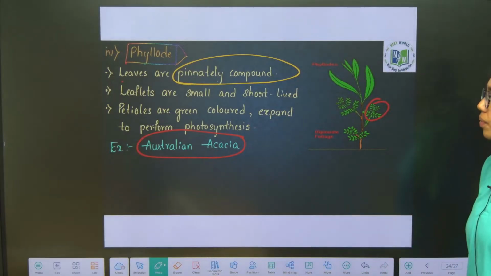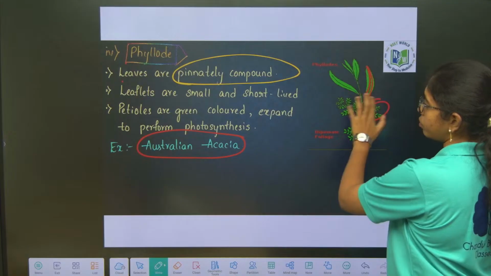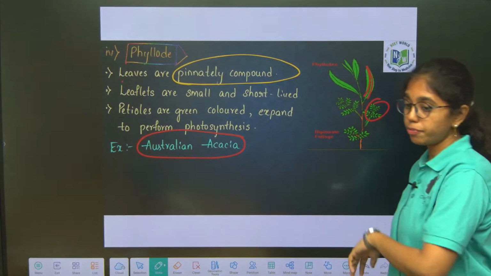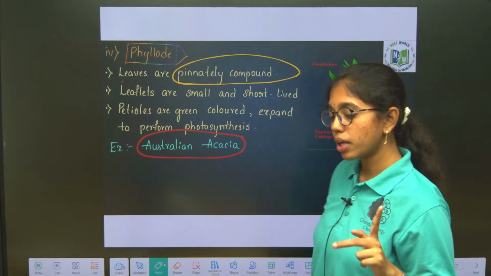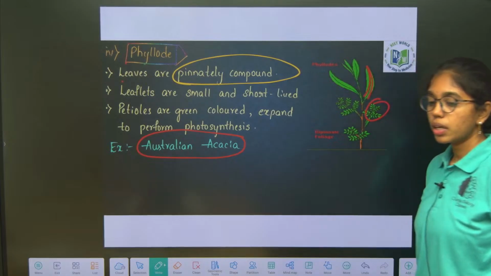Take down. Phyllodes, leaves are pinnately compound. Leaflets are small and short lived. Petioles are green colored and they will expand to perform photosynthesis. So, phyllodes is a leaf modification. Phylloclade comes under what? Stem modification, aerial stem modification. Clear, right, ma?